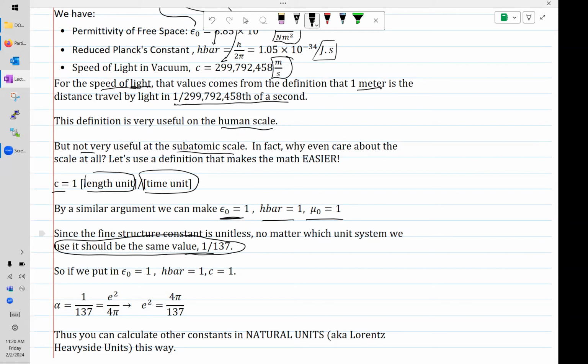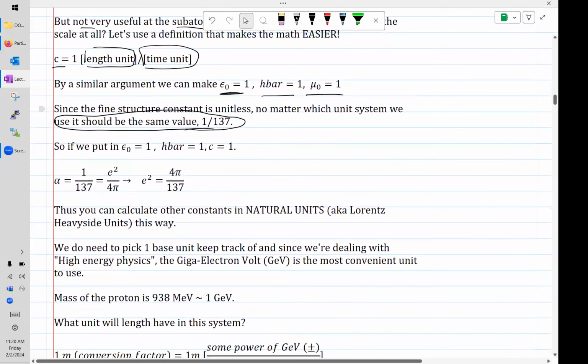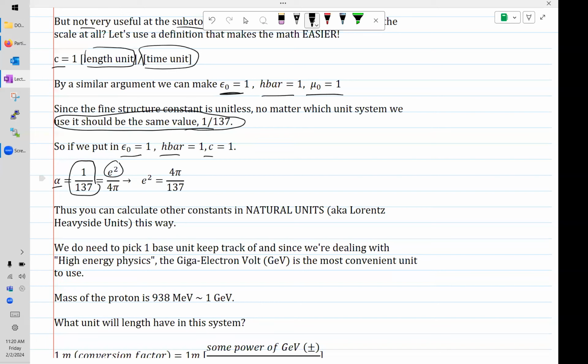Something that's unitless, no matter what units you use to calculate it, is going to have the same number. In fact, if we put epsilon naught equal to 1, h bar equal to 1, c equal to 1 in the fine structure constant equation, what you end up with is that alpha, which we know is 1 over 137 no matter which unit system we use, is going to be the electron charge squared over 4 pi. But then h bar is 1, c is 1, so you don't have to write that at all.